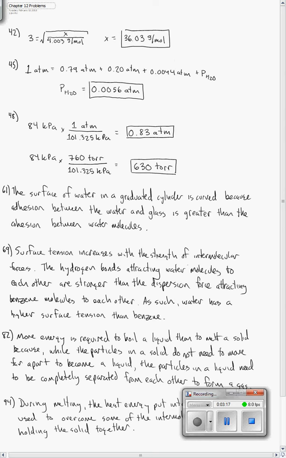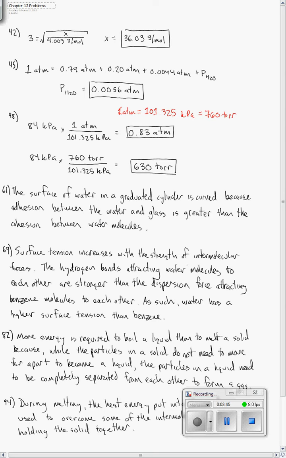Number 48 is just a unit conversion problem. So you're given a total pressure of 84 kilopascals, and you're asked to convert that to atmospheres and to torricellis. Okay, the key thing you need to remember here is that 1 atmosphere equals 101.325 kilopascals, which also equals 760 torricellis.